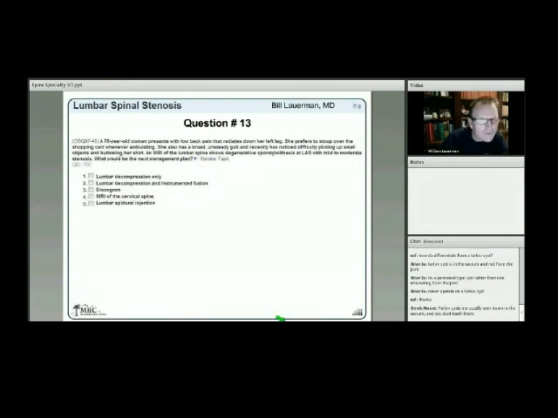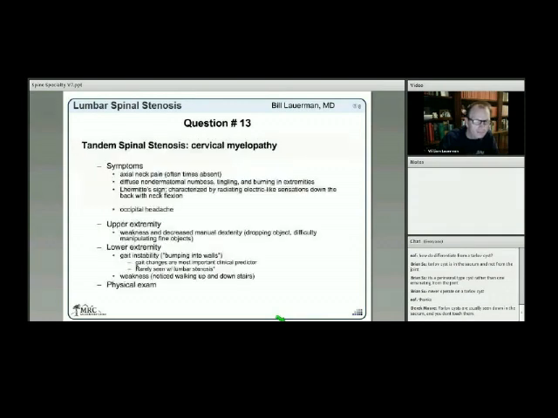Okay, a 75-year-old woman presents with low back pain that radiates down her left leg. She prefers to stoop over the shopping cart whenever ambulating. Classic spinal stenosis. She also has a broad, unsteady gait and recently has noted difficulty picking up small objects and buttoning her shirt. An MRI of the lumbar spine shows degenerative spondylolisthesis with mild to moderate stenosis. What would be the next management plan?